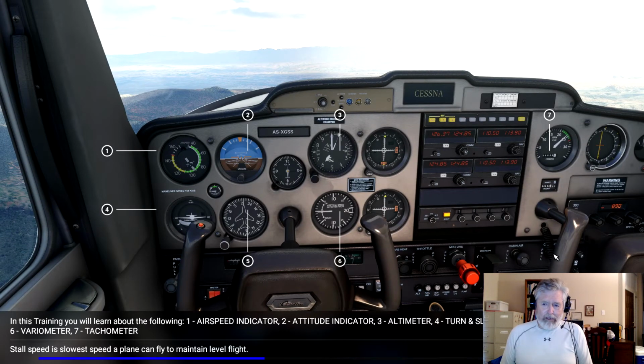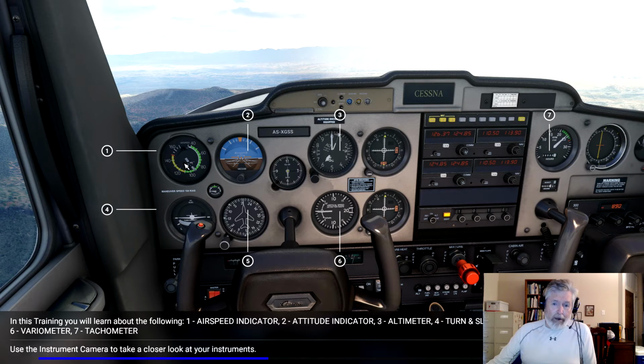We'll look at seven different instruments in today's training. First of all, the airspeed indicator or speedometer, or whatever you'd like to call it. The attitude indicator here right in front of the pilot. The altimeter tells us the altitude of the aircraft. The turn coordinator helps us to keep turns coordinated. In other words, the tail is in the right place compared to where the wings are at.